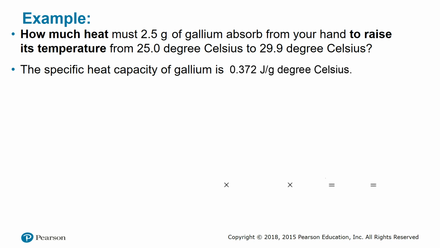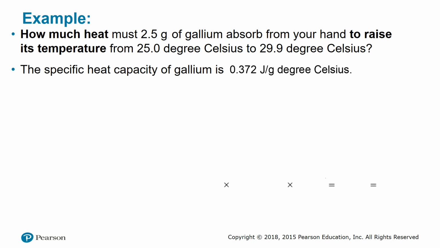So the question says, how much heat must 2.5 grams of gallium absorb from your hand to raise its temperature from 25 degrees Celsius to 29.9 degrees Celsius? And then they also tell us that the specific heat of gallium is 0.372. We don't have that one listed on our periodic table. Most of the time, the homework questions will give you the specific heat unless it's asking you to solve for that.